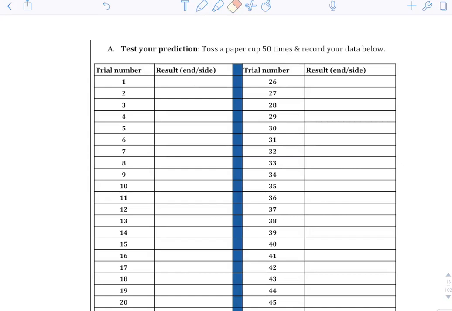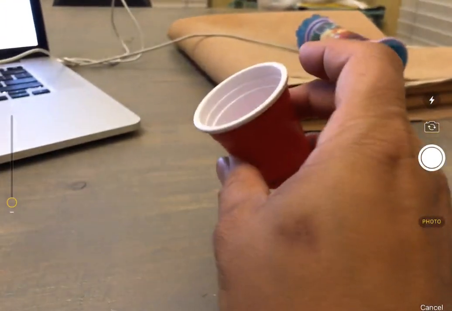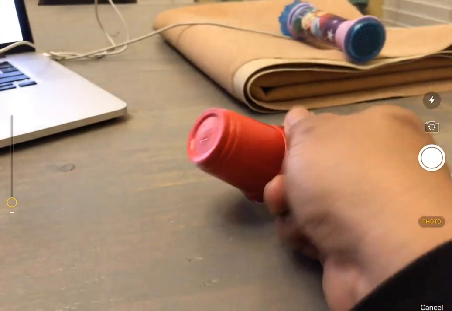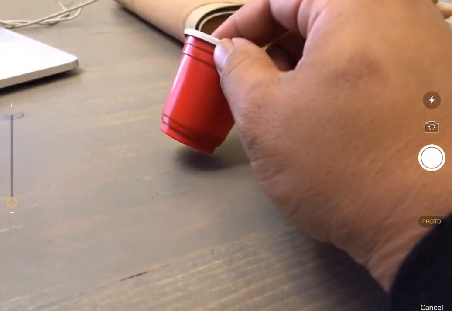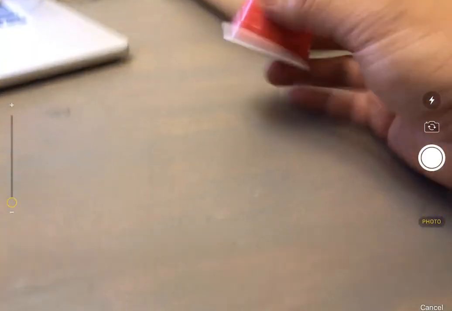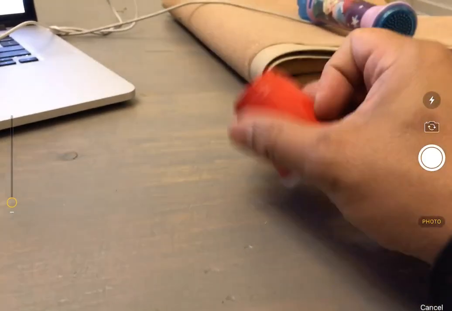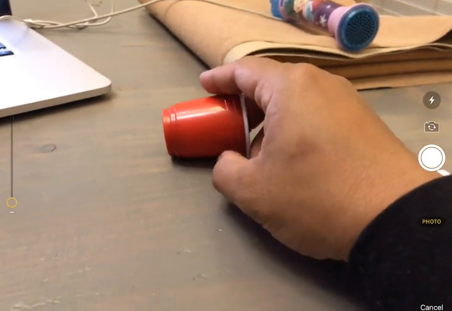Okay, I'm going to go ahead and fill mine out, flip my cup, and if you want to see what it looks like, let me flip this over a little bit. Here's my cup. This is just a miniature cup because that's what I had available that wasn't breakable. So it's plastic. I'm going to flip my cup, and I got an end. I'm going to record that as an end, and keep going until I get 50 different trials. I'll just throw it in the air, let it land: end, side, or side.